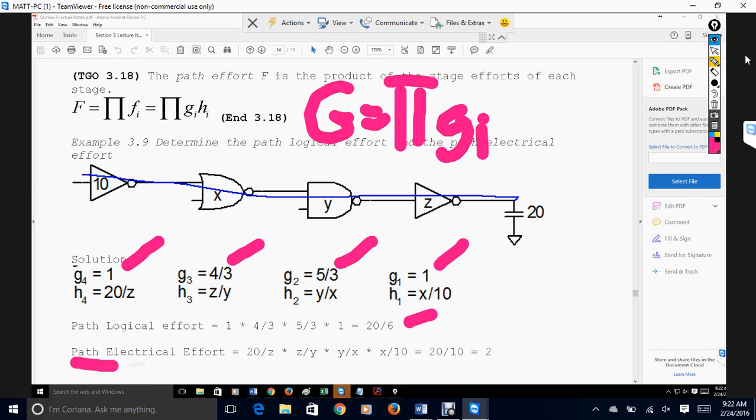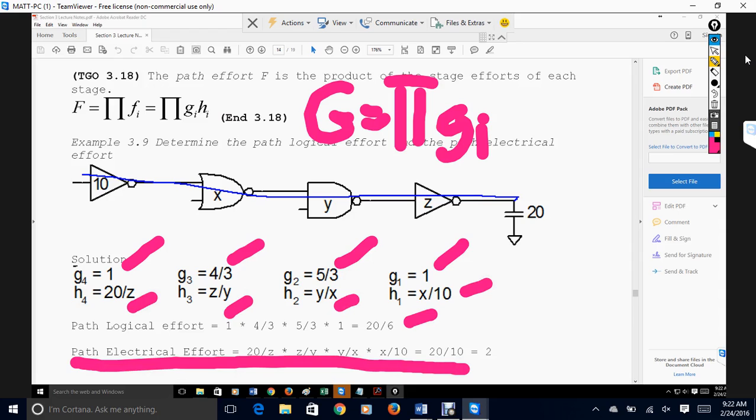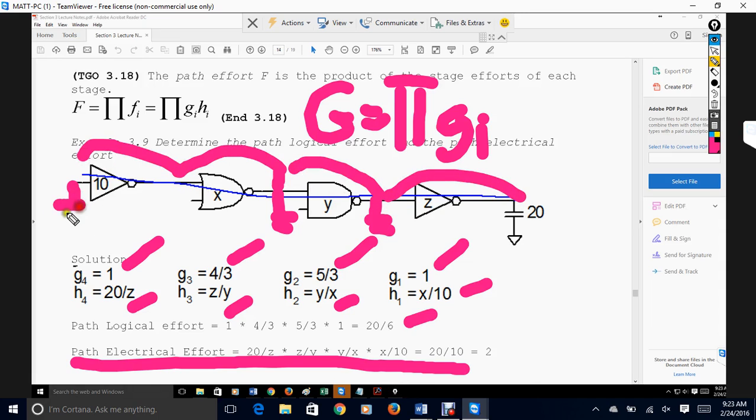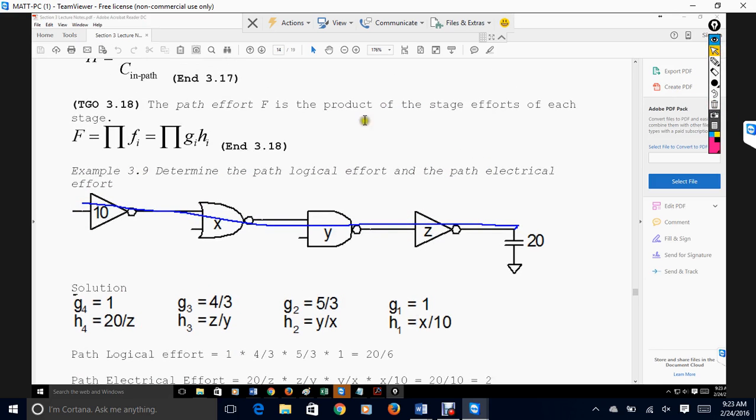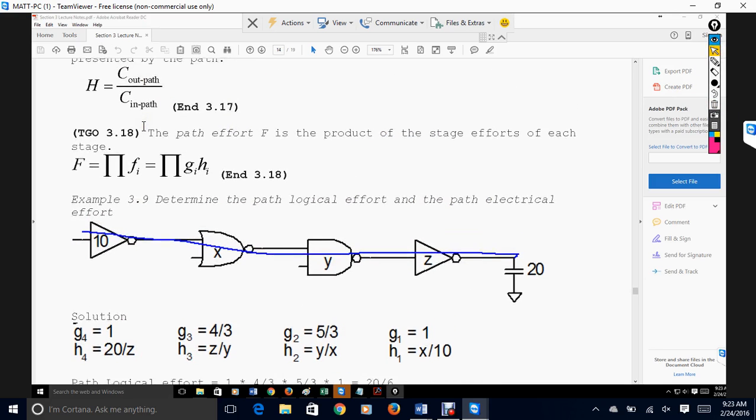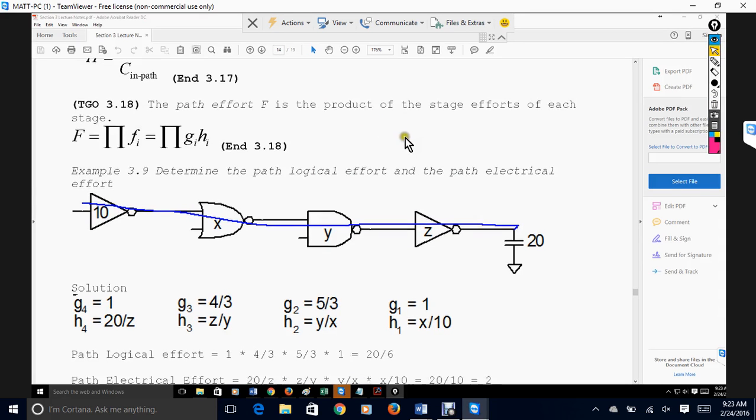And the path electrical effort is, as I described just a second ago, you multiply these together, because that electrical effort is the capacitance here over the output capacitance. So this ratio, this to this, this to this, this to the input. As a result, they actually cancel out physically, and that's why we're able to do 3.17 in this manner. The C out over C in is the effort there.